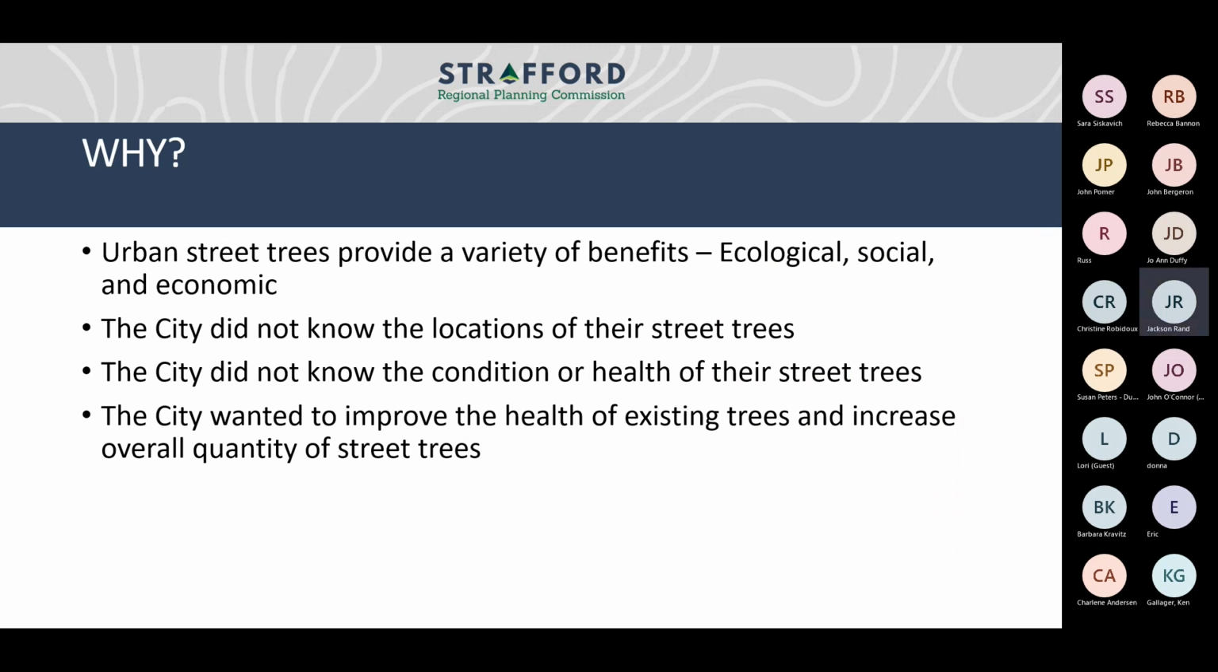Why we did this project: urban street trees produce a variety of benefits for the people in the area, which we don't have time to get into now, but there's a multitude of ecological, social, and economic benefits to having street trees in your downtown urban core area. Before doing this project, the city of Dover did not know the locations of their trees. They didn't know how many trees they had. They didn't know the condition of their trees. They didn't know the health of their trees. So we came in to try to help them figure out all of those questions.